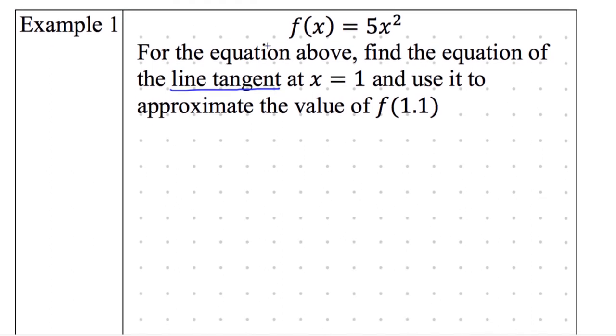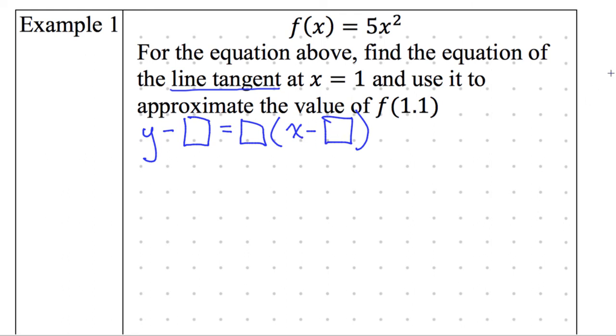As soon as you see line tangent, you know you're going to be using the point slope form. So let's go ahead and write that down. Do you remember it? Just the normal point slope form: y minus y1 equals m times x minus x1. There it is, cool. So we know that we have 3 pieces of information to find.